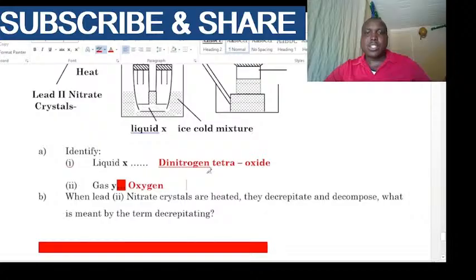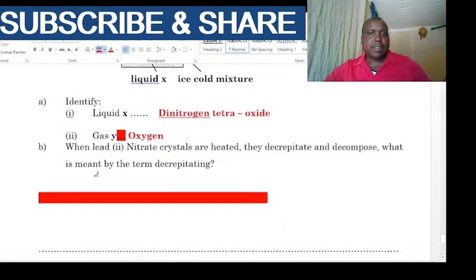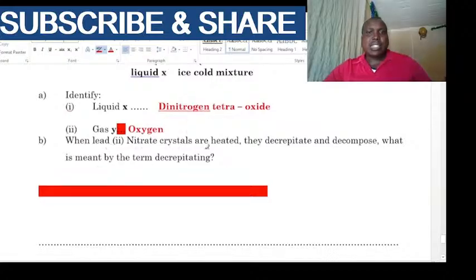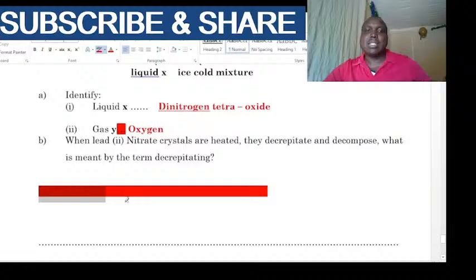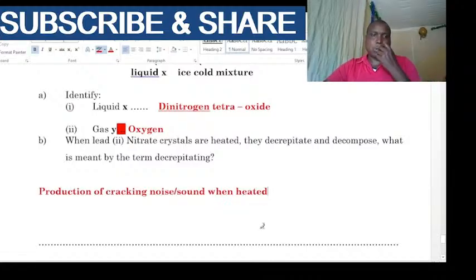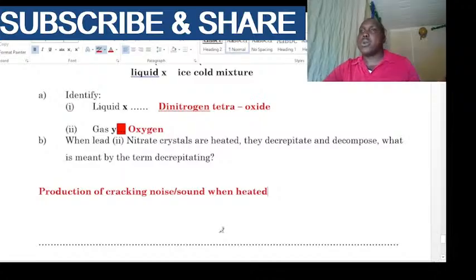Dinitrogen tetraoxide. Yes. When lead 2 nitrate crystals are heated, they decrepitate and decompose. What is meant by the term decrepitating? To decrepitate is to produce that cracking sound. So decrepitating simply means the production of that cracking sound. So production of the cracking noise sound when lead 2 nitrate is heated is what is referred to as decrepitating.